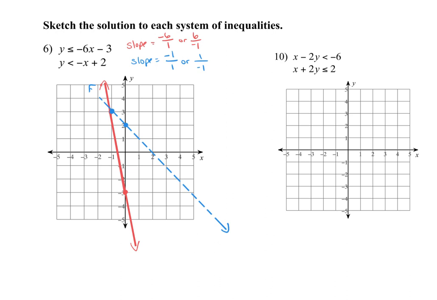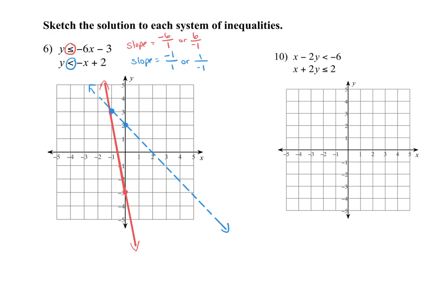Why am I doing dashed here and solid on the other one? Because of the greater than or equal to. Right, so this one is just a less than, and this one is a less than or equal to. And so that's my graphing of my lines. It is identical to graphing just a regular equation.